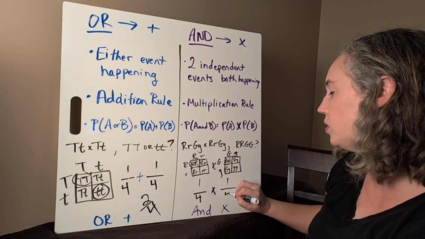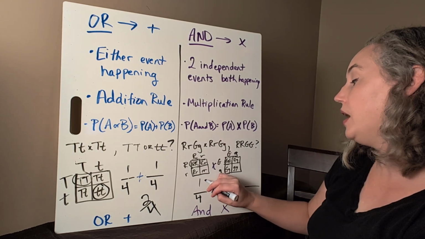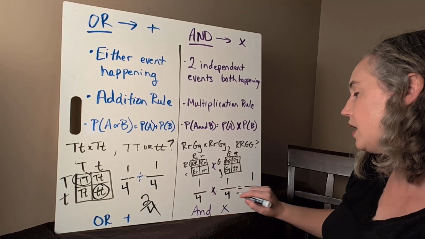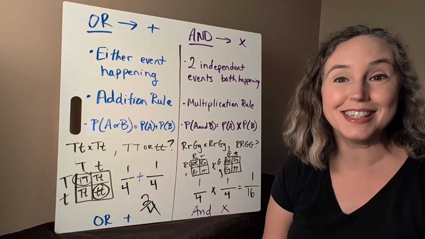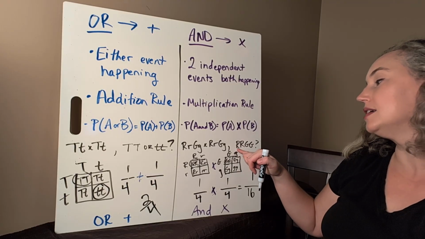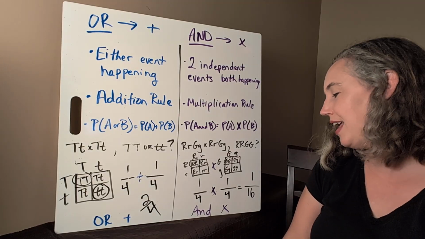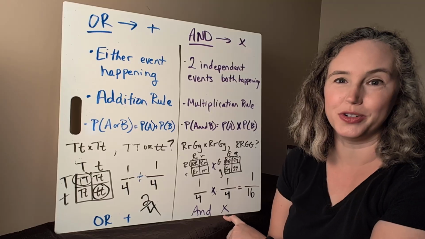Again, 1/4 being homozygous dominant there. Now we're going to multiply across. 1 times 1 is 1. 4 times 4 is 16. And so we have a 1/16 chance of offspring having this double homozygous dominant genotype. It was an and question, so we used the multiplication rule.